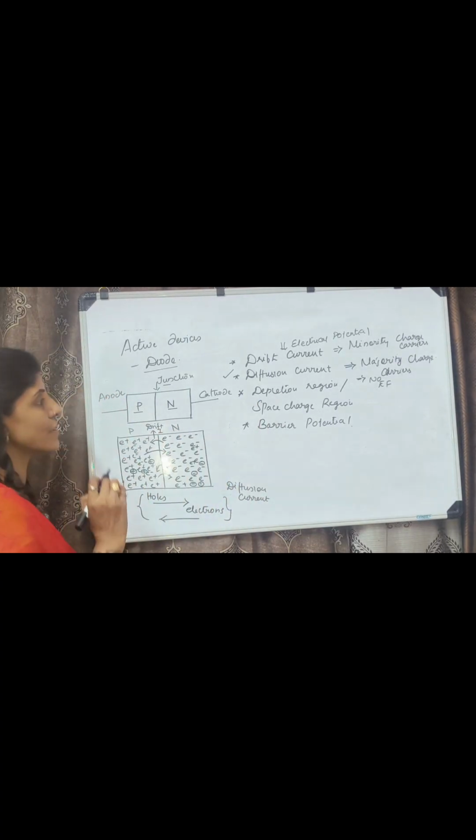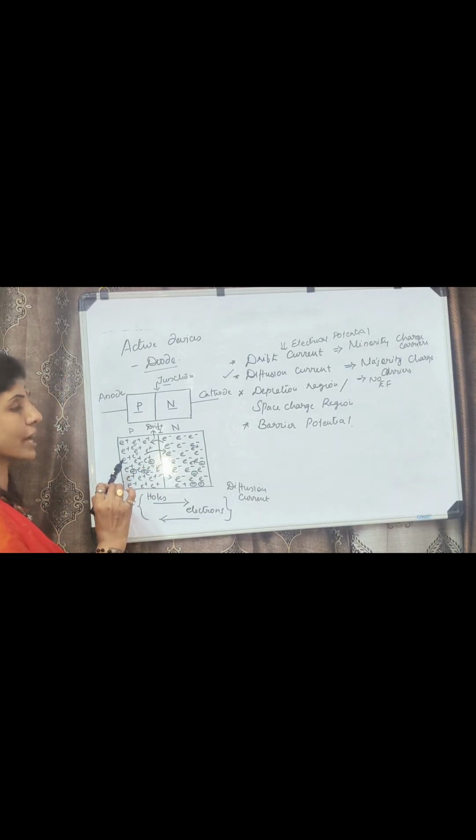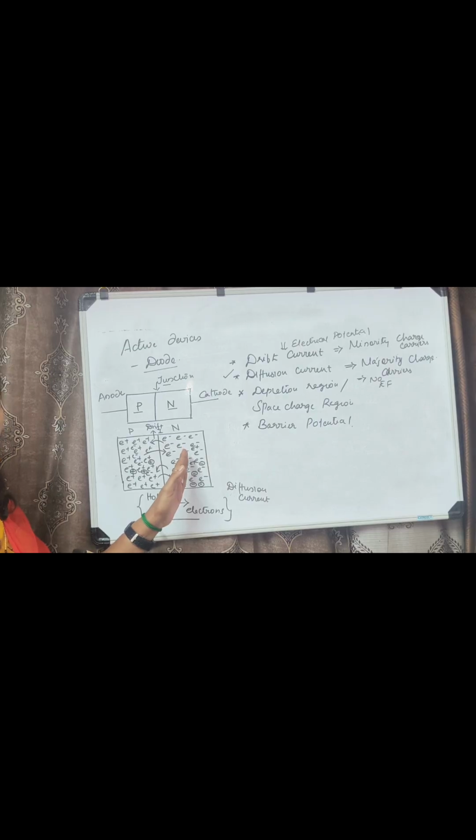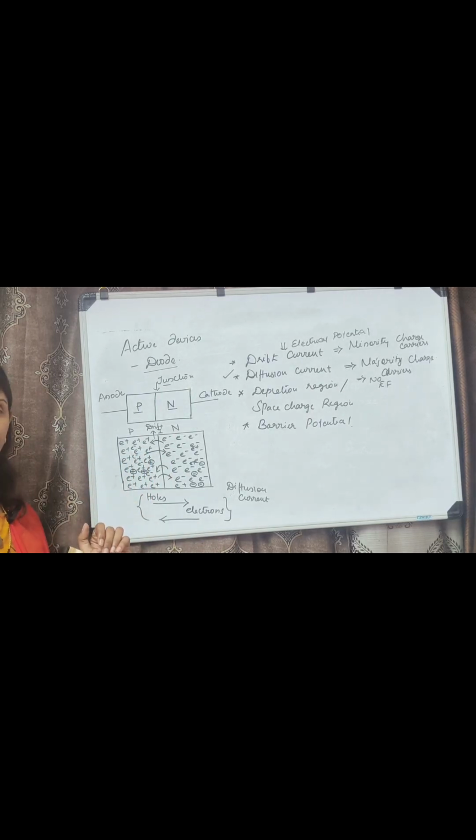First we will see what a diffusion current is. What is a diffusion current? Majority charge carriers moving is termed a diffusion current. Again, come to this part. In the P region, holes are the majority charge carrier, and in the N region, holes are the minority charge carrier. I mean, the concentration gradient of holes is higher in the P region when compared with the N region.